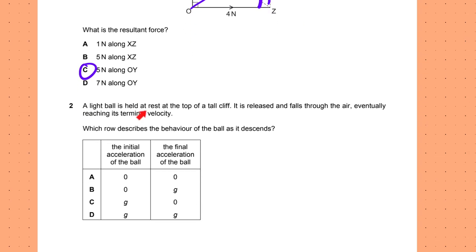A light ball is held at rest at the top of a tall cliff. It is released and falls through the air, eventually reaching its terminal velocity. Which row describes the behavior of the ball as it descends? Initial acceleration is because of its weight. If that's the only force acting, it accelerates with acceleration due to gravity. And when the forces become balanced, acceleration becomes 0 and terminal velocity is reached. So the answer to this one is C.